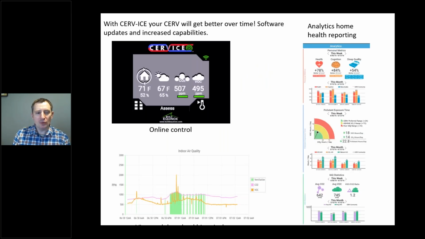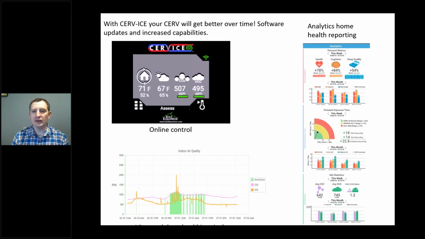This is that online dashboard called Service. You can see the online controller is identical to what's built into the CERV or the optional remote touchscreen controller, so it should be easy to use. That chart I showed previously with the CO2 and VOC levels, that's what you see online as well. So it's logging all the data that it's collecting, and you can look at that data over time. You can download the data and make use of it as you'd like. In addition to air quality, the temperature and humidity readings are also logged for inside and outside the house.